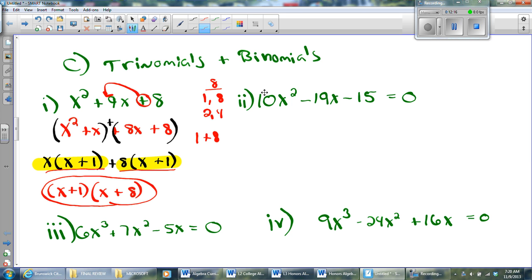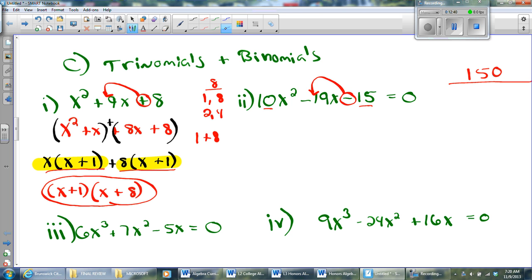Okay, so on a problem like this one, we need to multiply the 10 by the 15, right? So we get 150. Now, I'm going to subtract my factors of 150. How do I know subtract? 15 is negative. To get a negative 19. Now, it's not really super intuitive to me, but here's what I'm going to do.